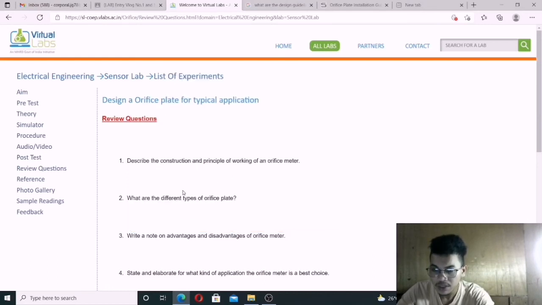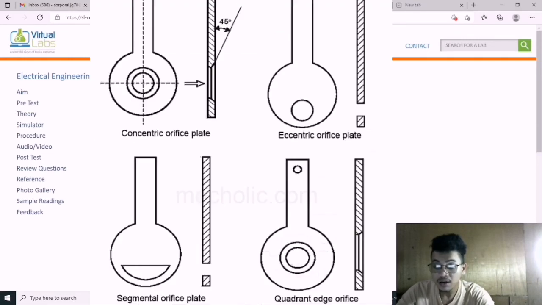Now the second question is, what are the different types of orifice plate? We have 4 types of orifice plate, which are the concentric orifice plate, the eccentric orifice plate, the segmented orifice plate, and the last one is the quadrant edge orifice plate, and they have different functions.